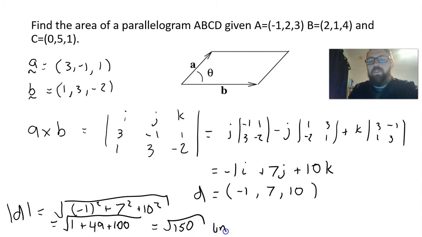You could also write units squared because it is an area. We didn't know if it was meters or centimeters or millimeters or anything, so we're just going to write units squared. And yeah, that's it. That's how we work out the area of a parallelogram.